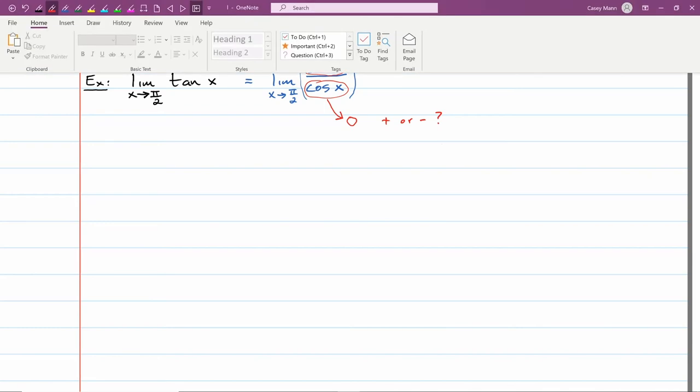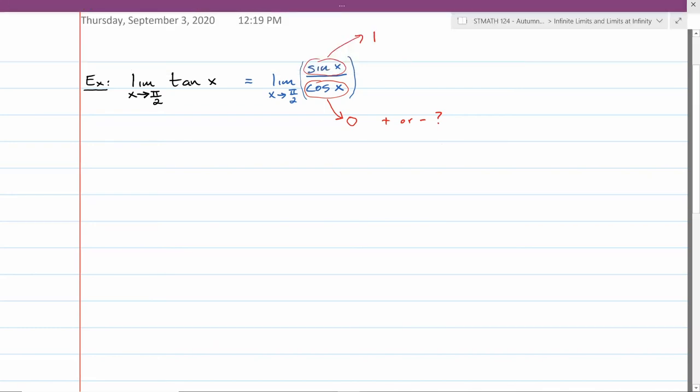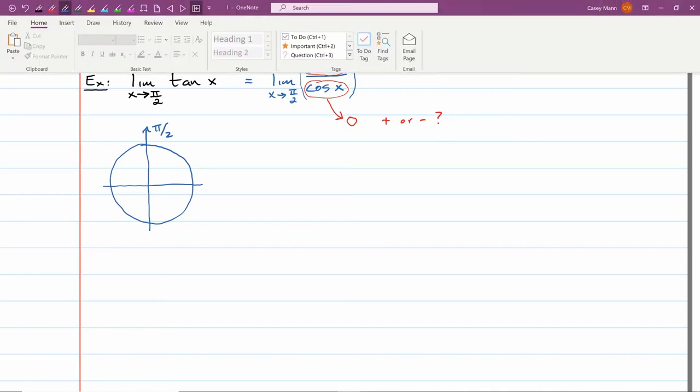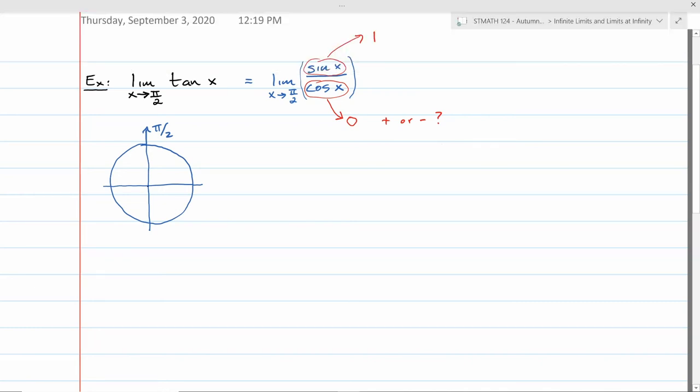And when in doubt, look at the one-sided limits. So if I think about the unit circle, pi over 2 is that angle, 90 degrees, straight up. And then I'm going to draw the angle x here. If x is a little bit less than pi over 2, it would look something like that. So here's the angle x.